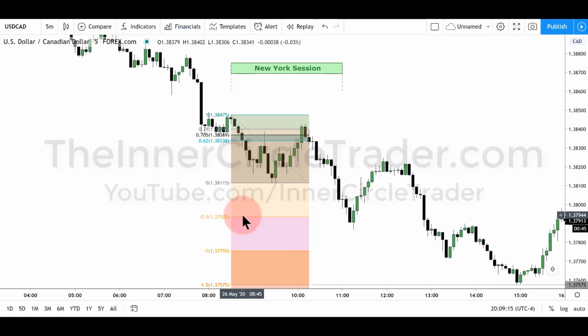And then you get half a standard deviation at 39.93, one full standard deviation at 37.75.5, and then 1.5 standard deviations at 137.57.5, and the low of the day comes in exactly at 1.3757.5. So beautiful, beautiful symmetry in the dollar CAD.